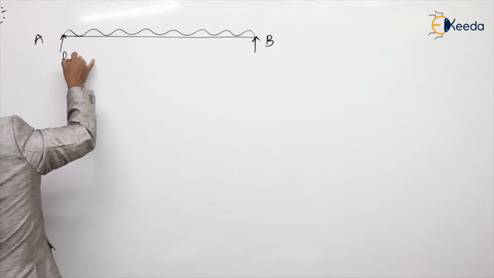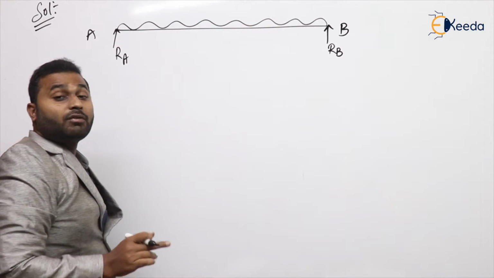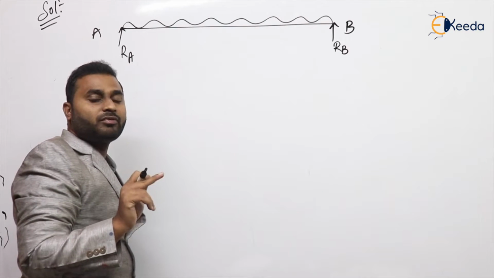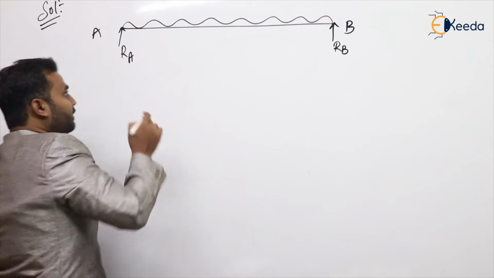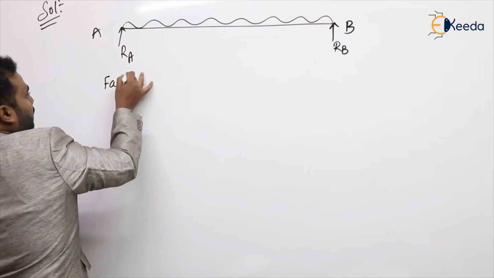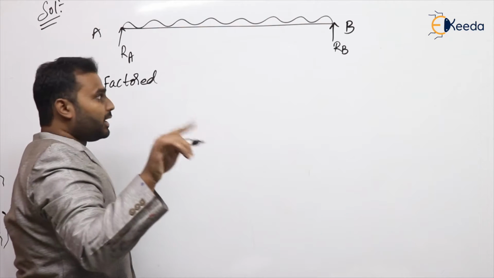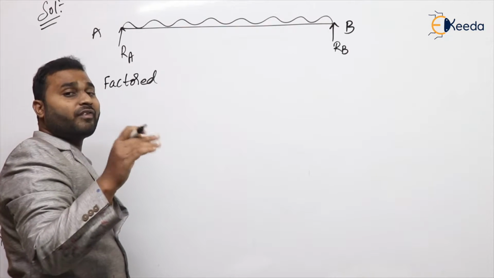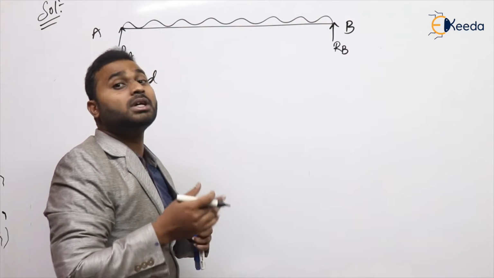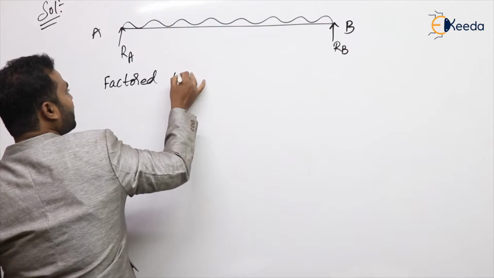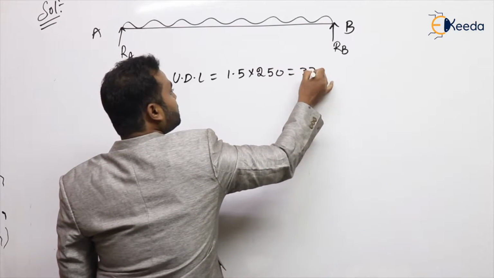This is the reaction at A and this is the reaction at B. As it is a simply supported beam with UDL, therefore the maximum bending moment for that case is wL square by 8. But here small w is not given, capital W is given. Therefore the formula for moment is WL by 8. Before calculating the moment value, we need to factor the load, means we need to multiply the given load with 1.5. Then that load becomes the design load. So factored UDL is 1.5 into 250, which comes out to be 375 kilonewton.